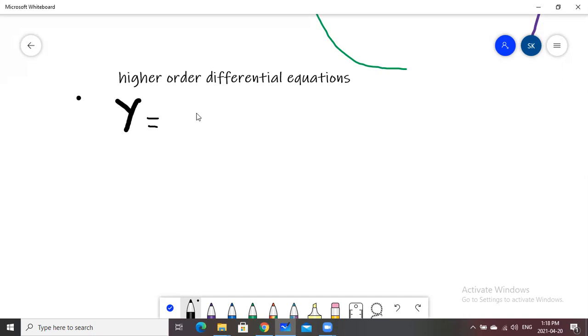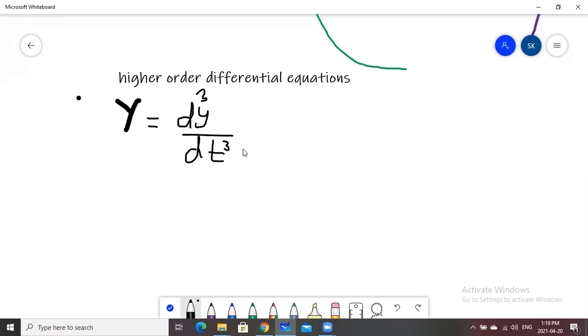Therefore, if we write it as dy by dt, this is the first order differential equation. If we take the higher order derivative of this function, we get d square y over dt square. If we want to go further, we take the third order derivative of this function, and then we get d cube y divided by dt cube. These are the higher order differential equations of this function.